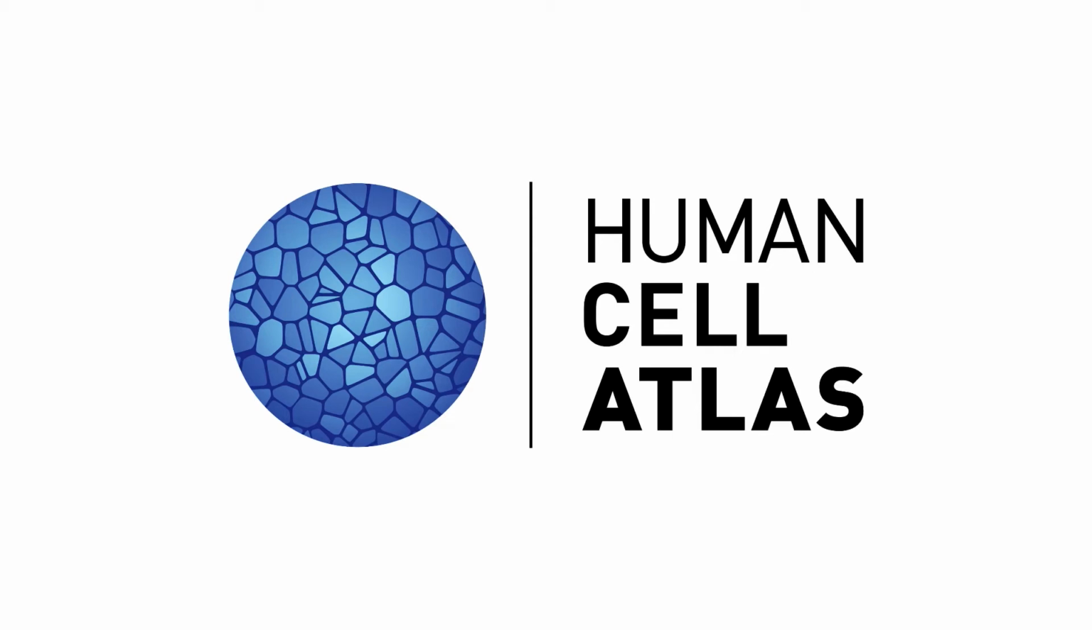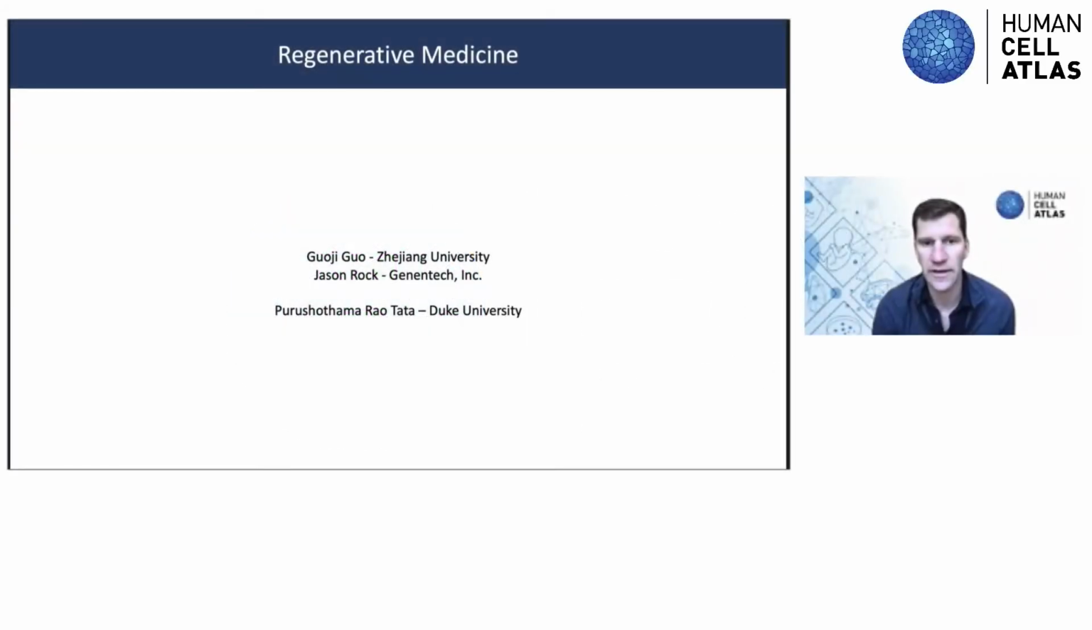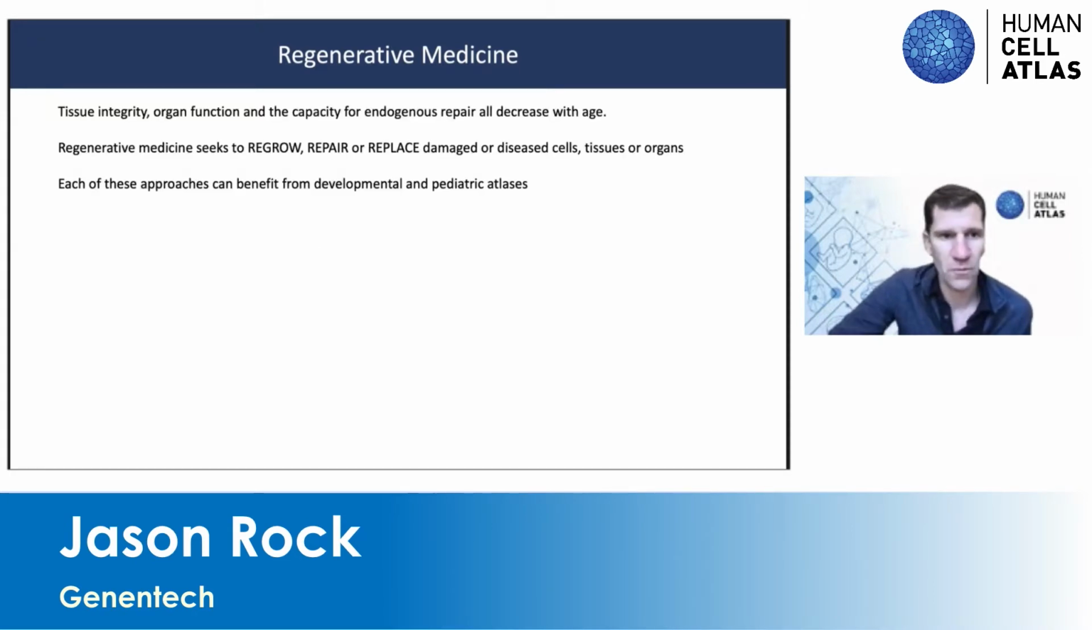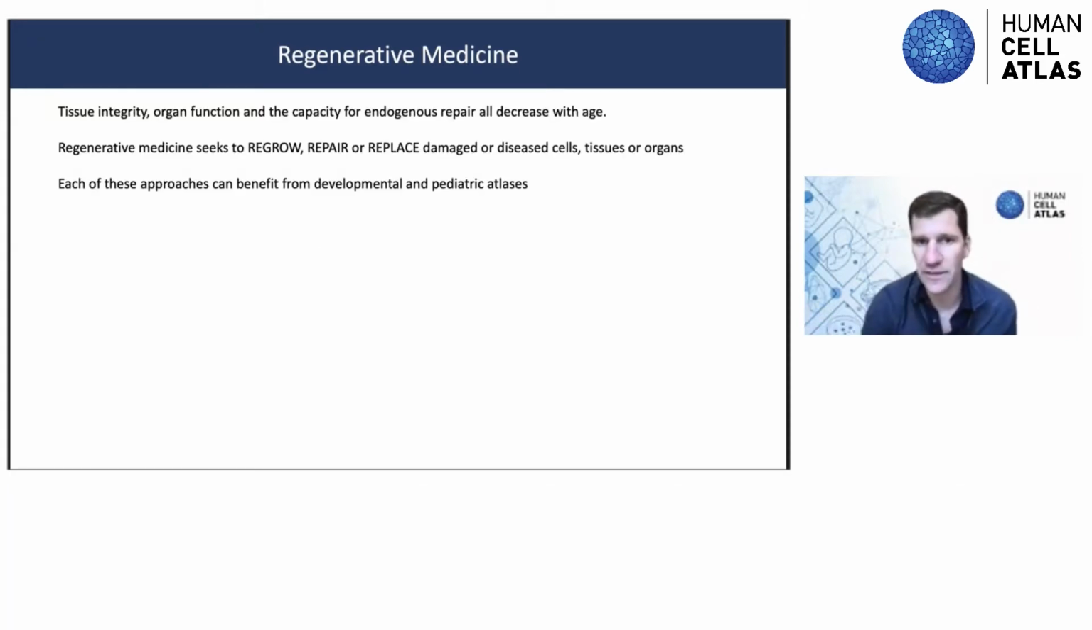So this was a session that I led with Guoji Guo of Zhejiang University in China, and Tata from Duke University. We invited him to give a short presentation just based on some of his recent work at really elucidating some of the ways we might use atlases to define regenerative processes in adult humans. So we know that tissue integrity, organ function, and the capacity for endogenous repair all decrease with age.